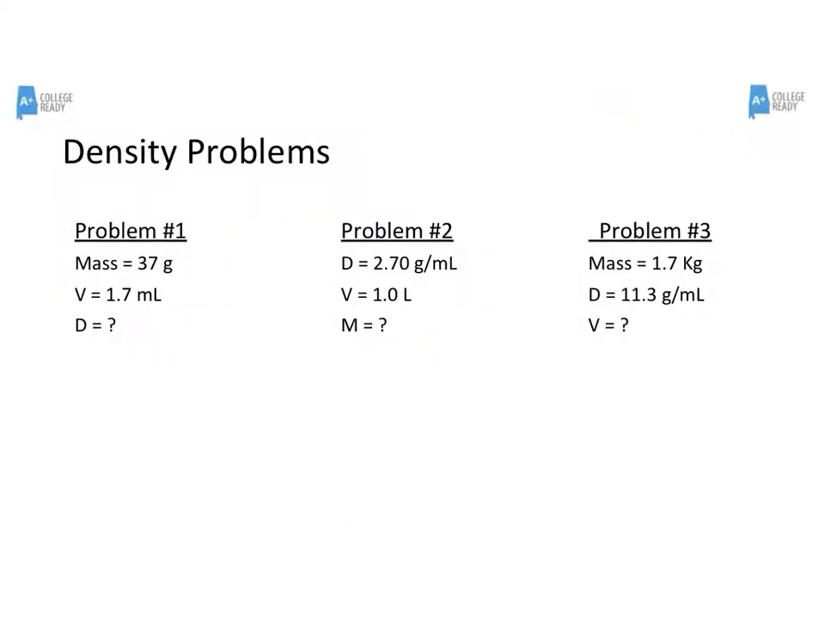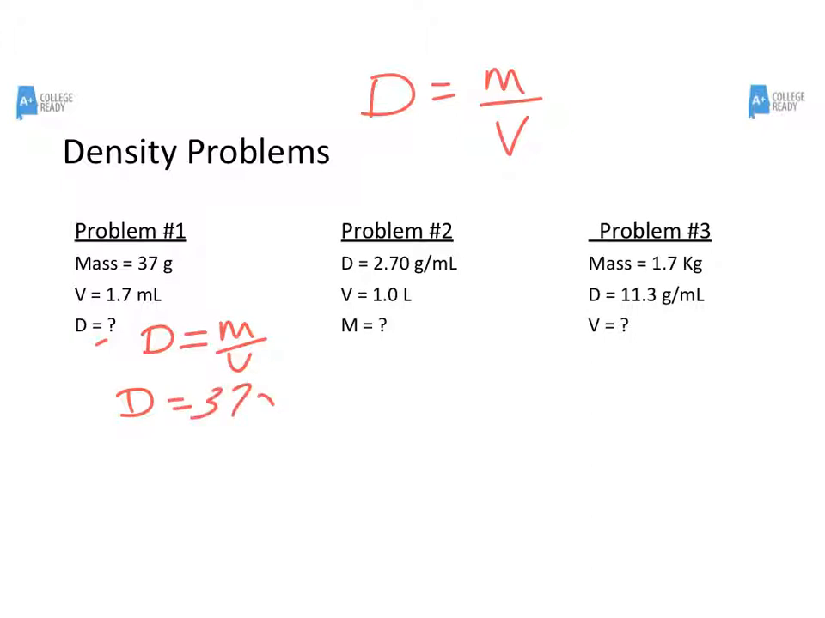Let's work some density problems. Here's our first problem. I'm going to go ahead and just put up at the top here our formula for density. So density is equal to mass over volume. They want us to find the density. Density is equal to 37 grams divided by 1.7 mLs.